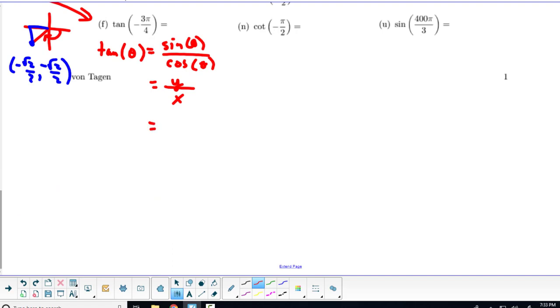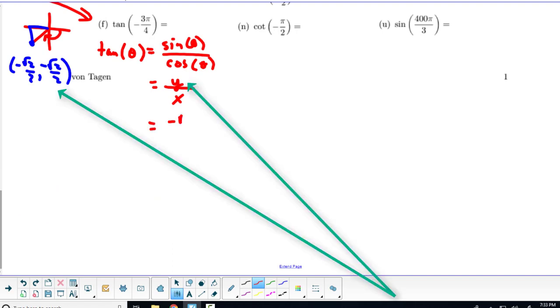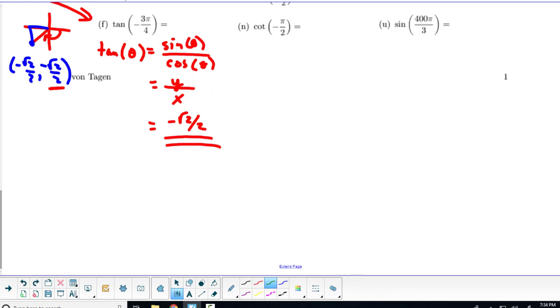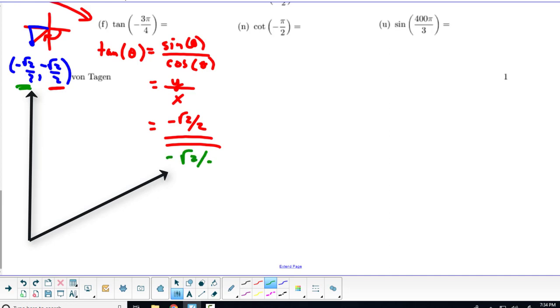Well, what was the y coordinate? It is minus square root of 2 over 2, the y coordinate. And then what is the x coordinate? It's this coordinate right here, so that's, we'll do that in green, minus square root of 2 over 2. But here I see, those cancel each other out. And so what is the tangent of that angle? It's 1. Okay?